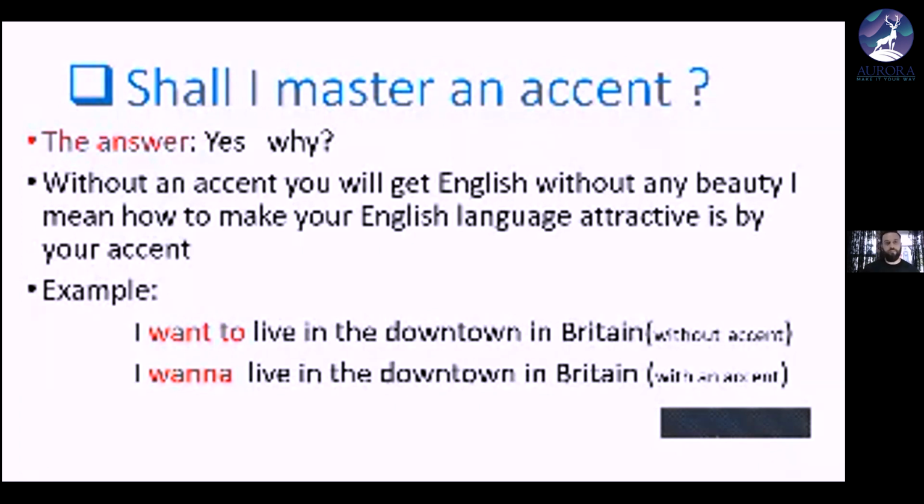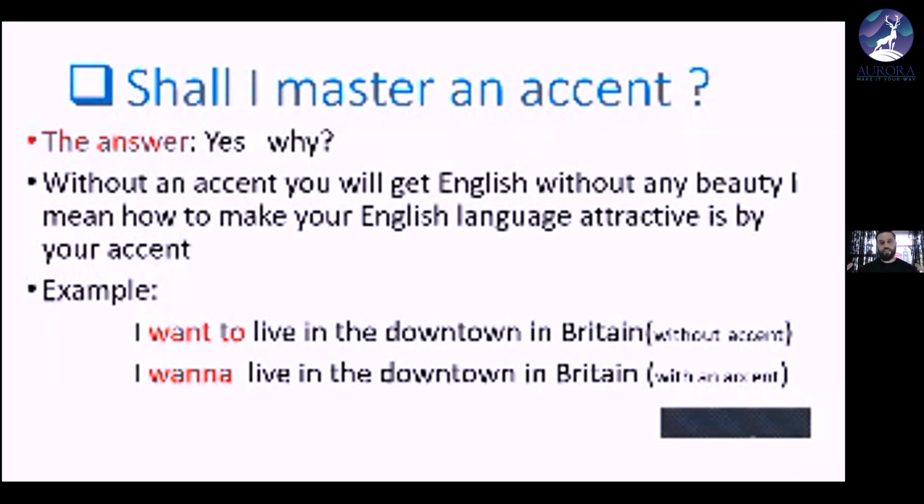So again, shall I master an accent for myself? The answer is yes. You have to take a shape for your English language. You have to master an accent for your English language. How can I master an accent for myself? Maybe I will teach you some, and you will search about the others.